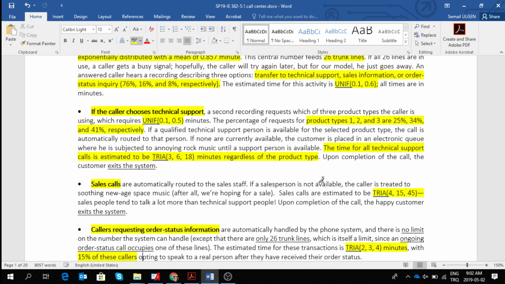As you see, the time it takes for the sales representative to talk is more than for the technical support person talking to the customer. One of them is like 4 minutes minimum, the other one is 3 minutes minimum. Sales staff will talk up to 45 minutes maximum. On the other hand, technical support will talk 18 minutes maximum. Then, upon completion of the call, the happy customer exits the system.